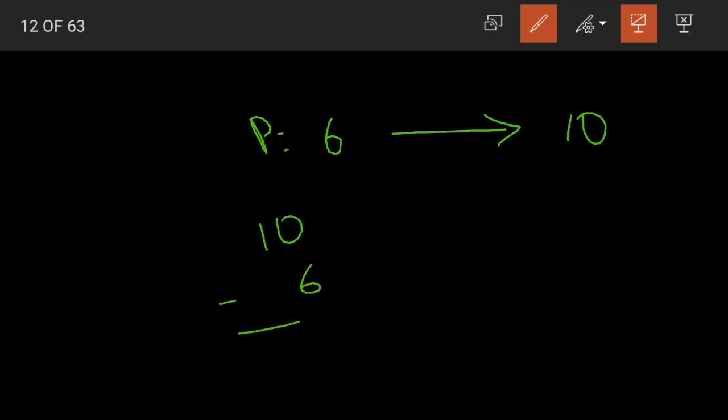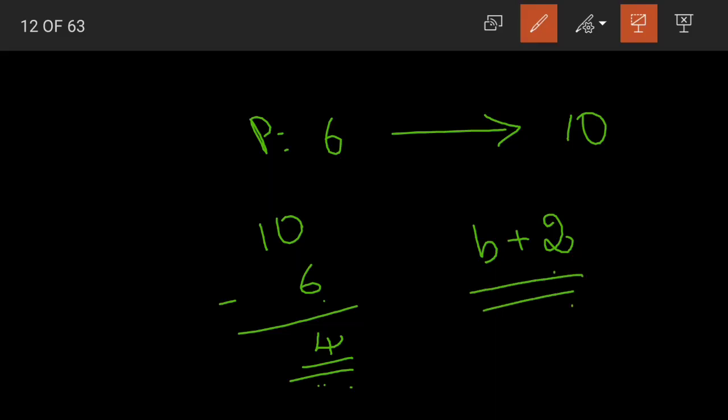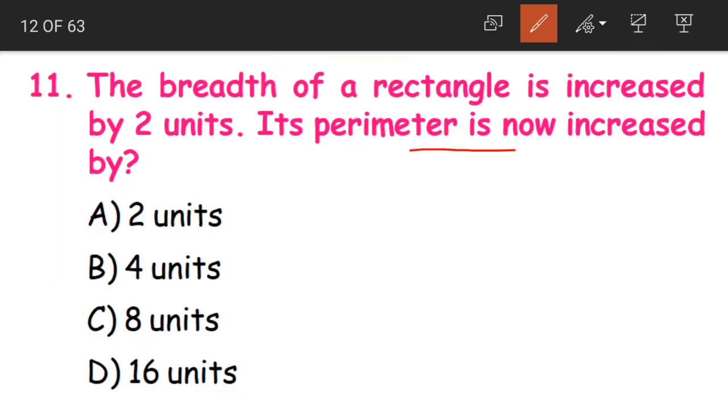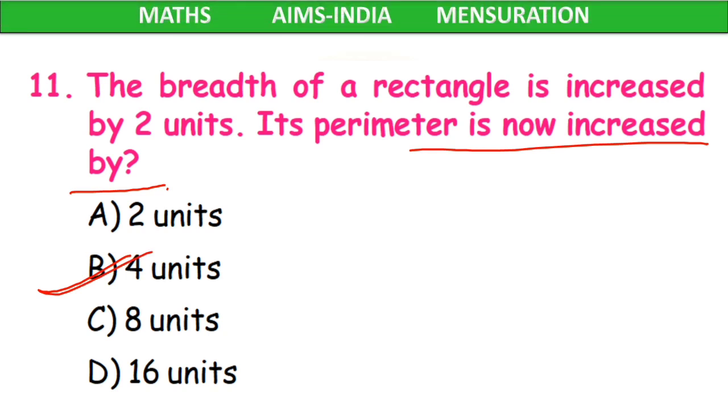Yes. First the perimeter was 6. Now it has increased to 10. By how much did it increase? 10 minus 6 is equal to 4. When did this happen? When we increased the breadth by 2 units. The perimeter has increased by how much? 4 units. So what is the option? The perimeter is now increased by option B, 4 units.